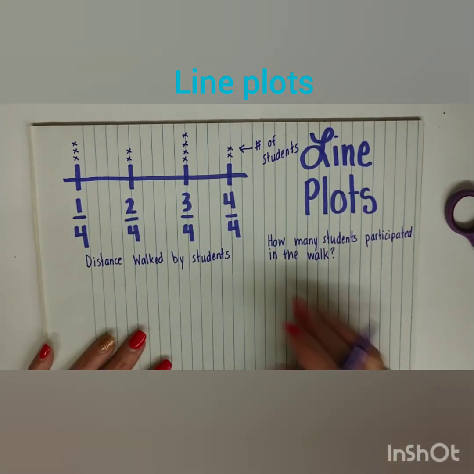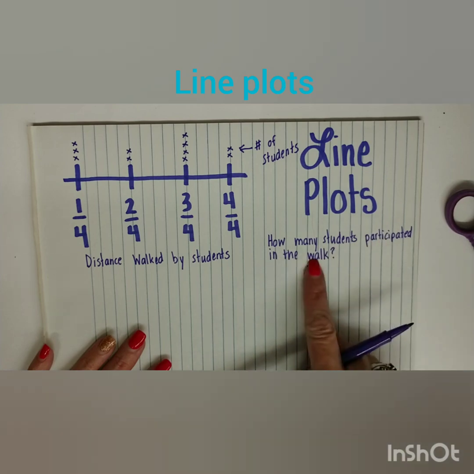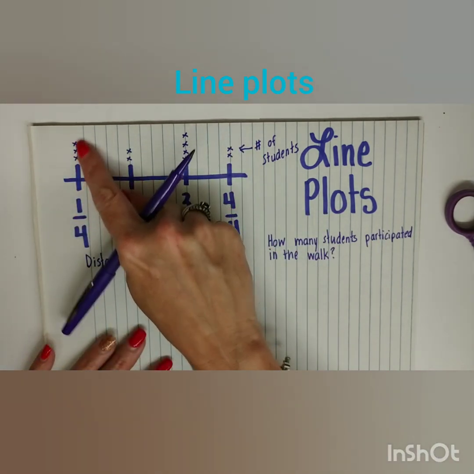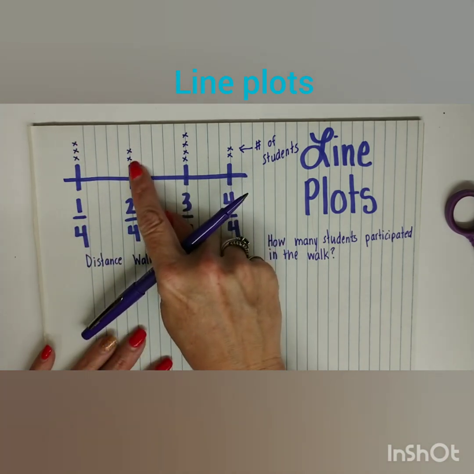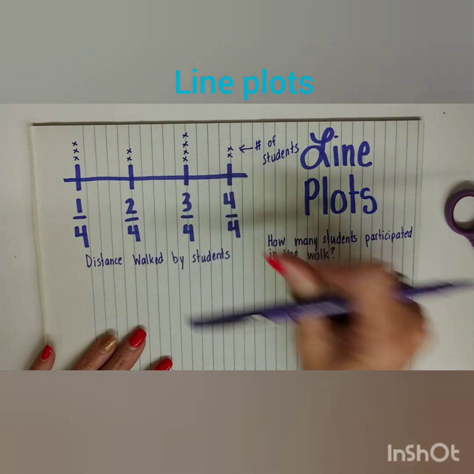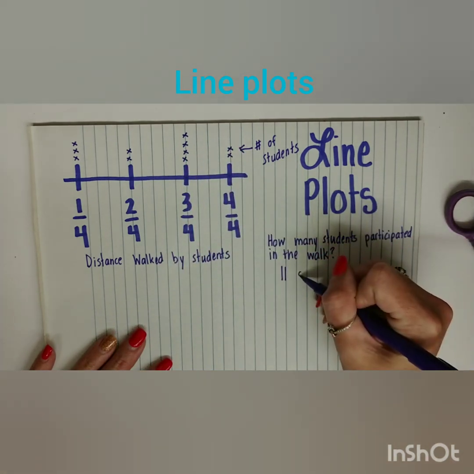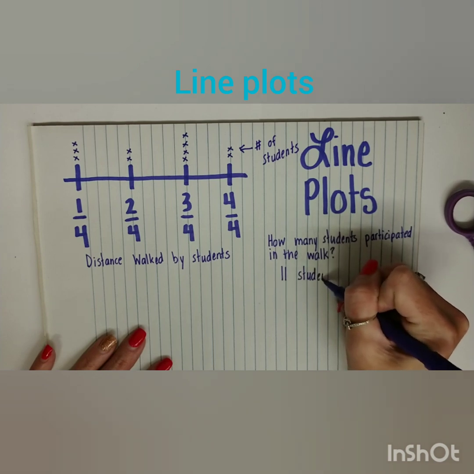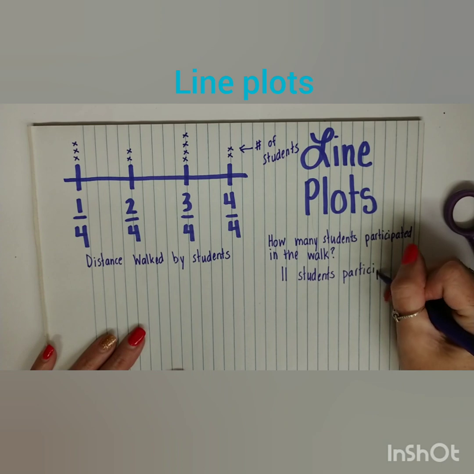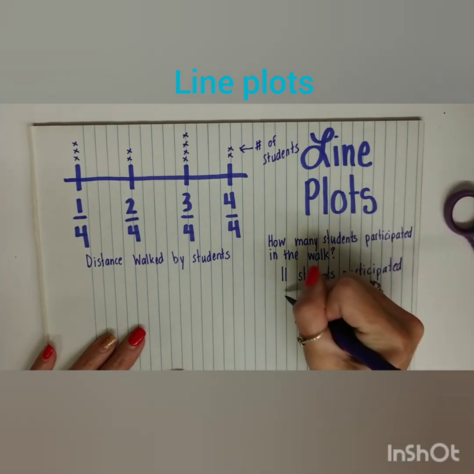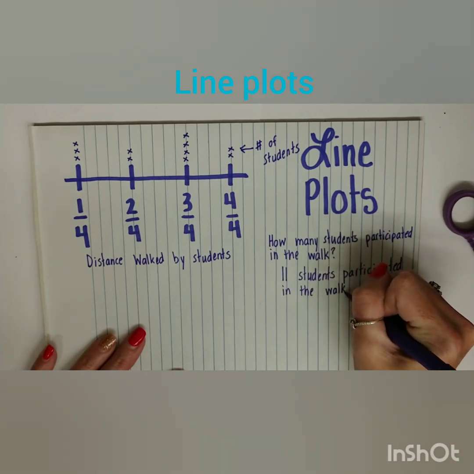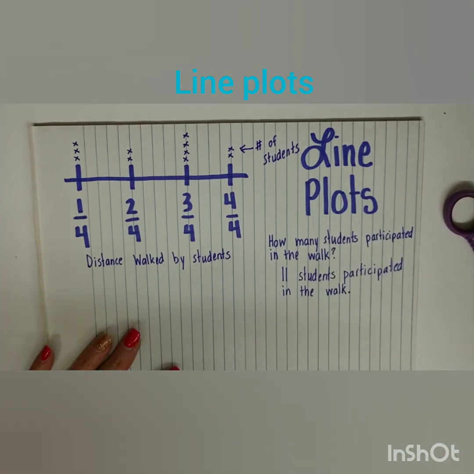So to answer this particular question, how many students participated in the walk, we would count the number of x's to get that answer. So that's 1, 2, 3. 3 students did this amount. 2 students, so 3, 4, 5, 6, 7, 8, 9, 10, 11. So 11 students participated in the walk. Period. So that would be the answer to that question.